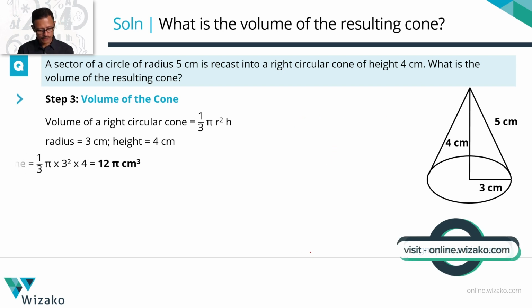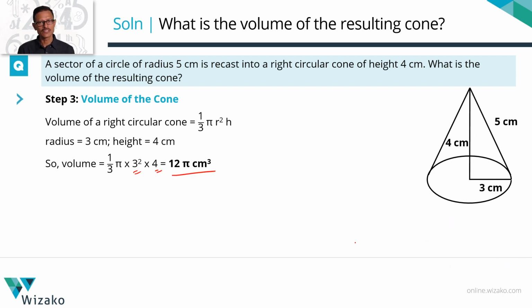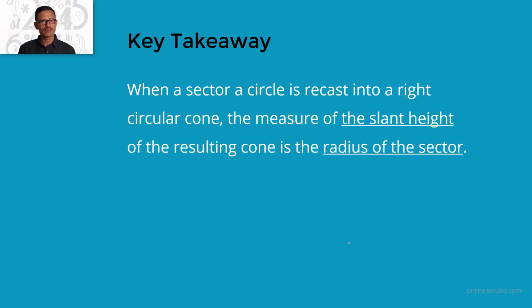Quickly summarize it in a printed form. Plugging in the value of radius and height, we get the volume to be this. Answer option A is the correct answer. Quickly recap the key takeaway from this question. When a sector of a circle is recast into a right circular cone, the measure of the slant height of the resulting cone is the radius of the sector, right? This is the important property that you needed to know to solve this question.